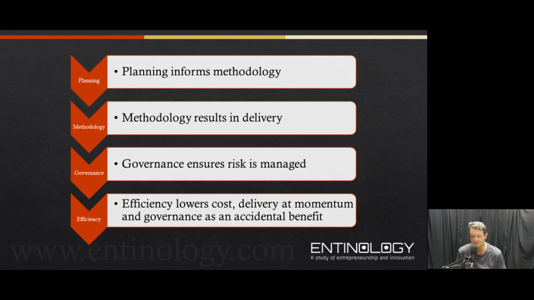So methodology then leads to delivery. And here's a very important thing. Governance has never, ever led to delivery. That's not the whole point of governance. Governance isn't there to ensure delivery. And there's a lot of confusion with people that think governance needs to be there to ensure we deliver. No, that's not what governance is about. Governance ensures risk is managed. What does that mean? It means that my executive knows exactly what's happening.